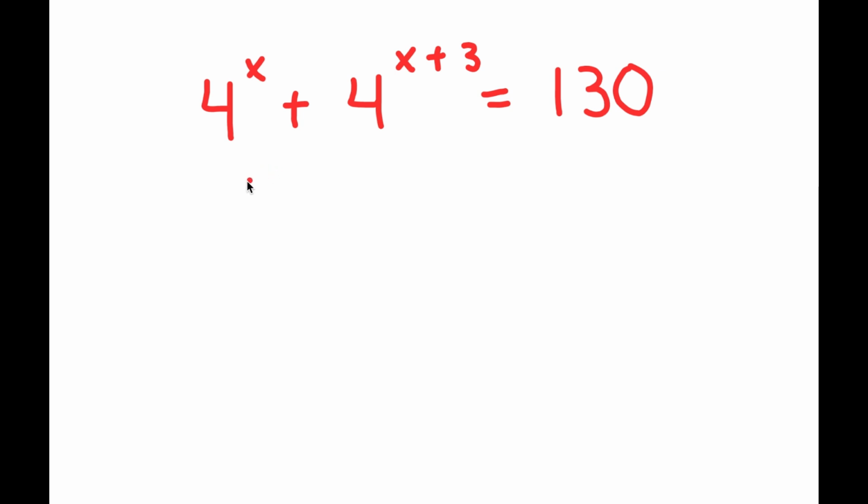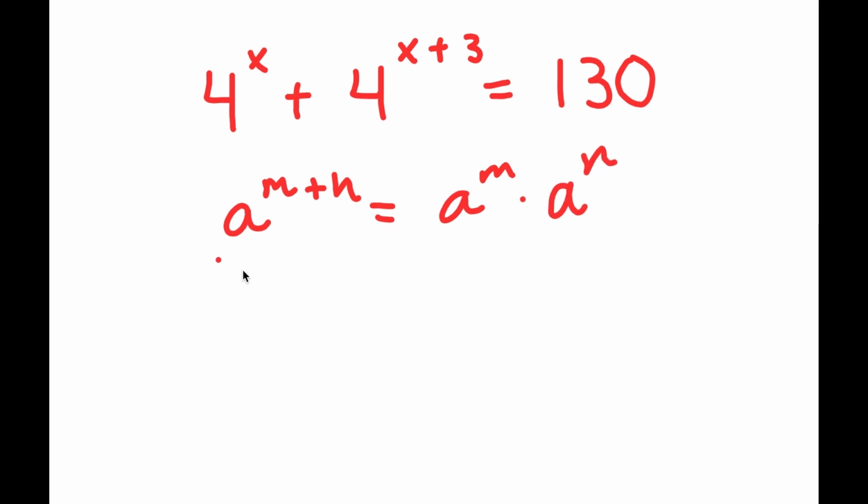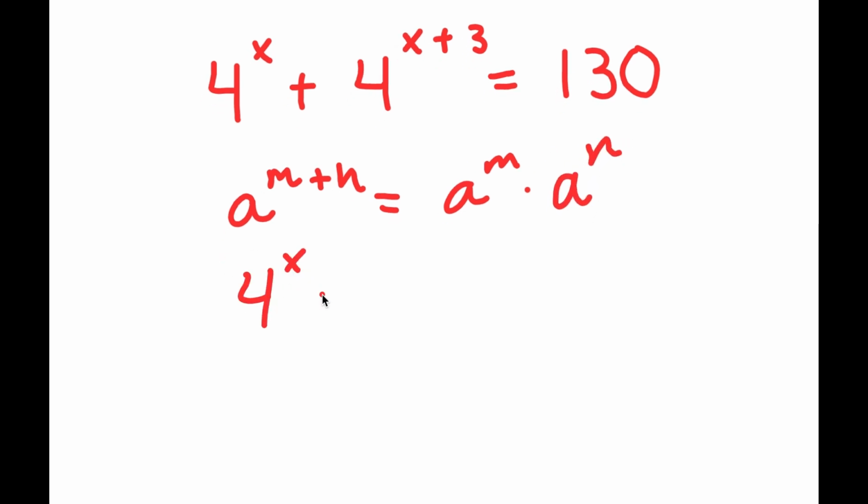Alright, so in this problem, I have 4 to the power of x plus 4 to the power of x plus 3 is equal to 130. So to solve this, first off, if I have a to the power of m plus n, this is equal to a to the power of m times a to the power of n. So 4 to the power of x plus 3, that's going to equal 4 to the power of x times 4 to the power of 3, which is equal to 130.